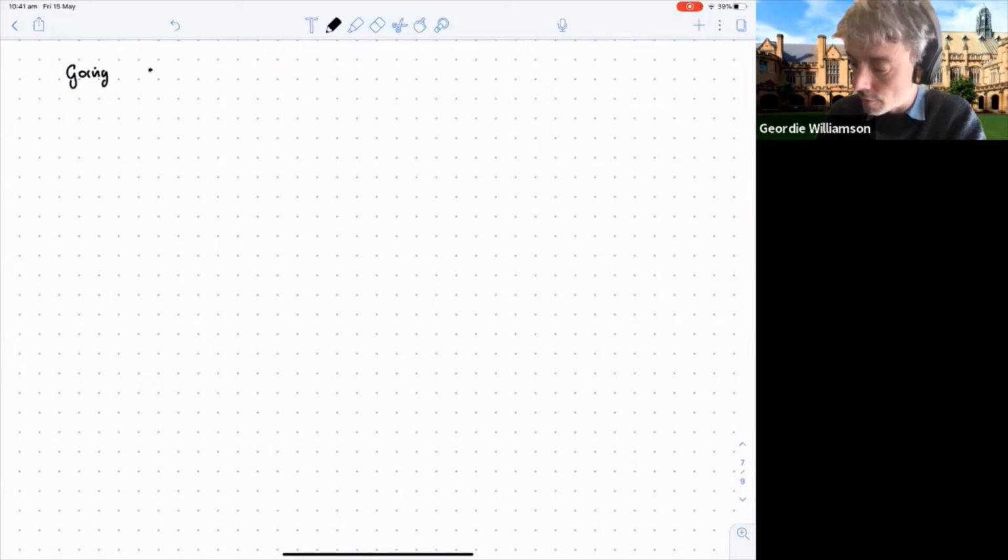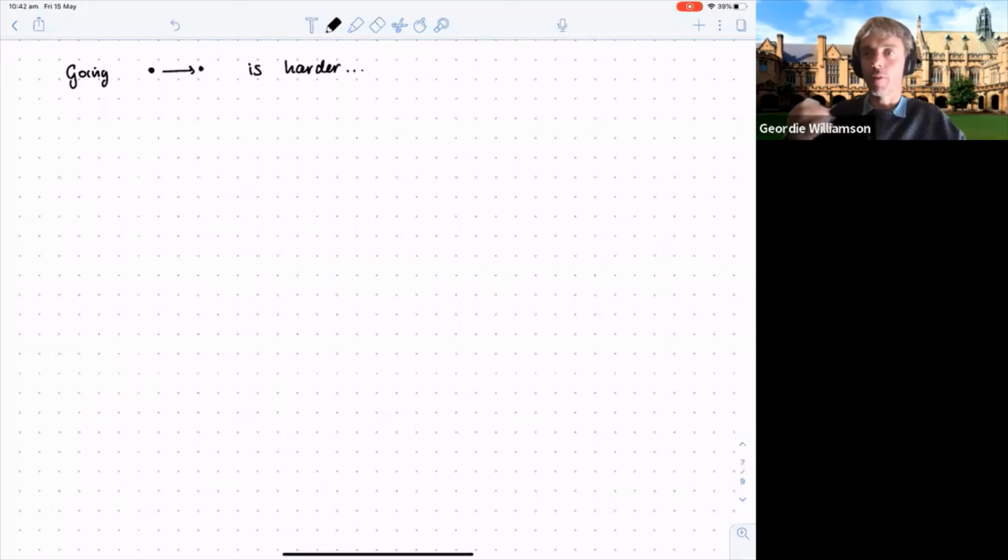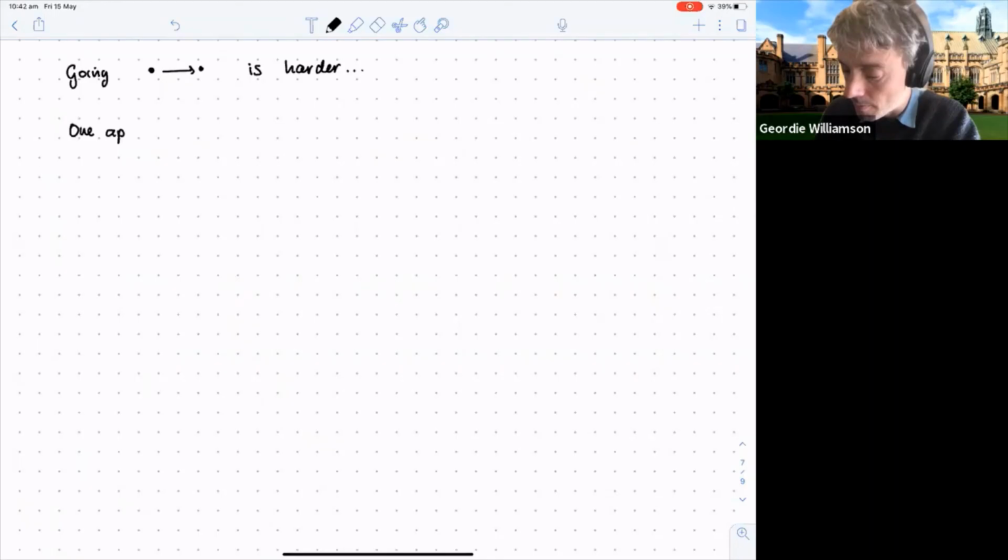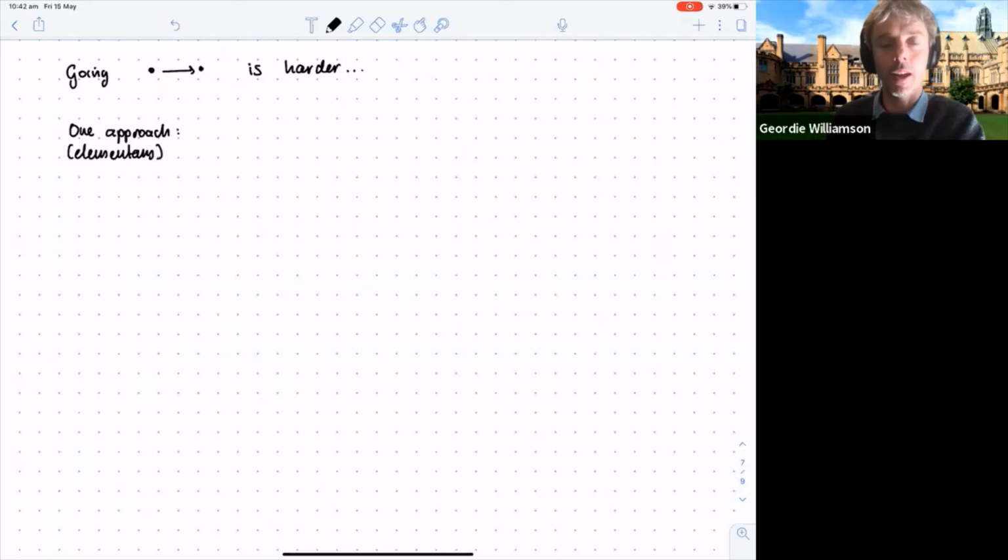So going this way is harder. And I just want to outline, firstly, how to think about this in one way. There's an elementary approach, which is elementary. And then there's another approach in the stack language that I may or may not discuss next week, that's less elementary, but perhaps a little more conceptually enlightening as to what's going on. So basically we go back via generators and relations.